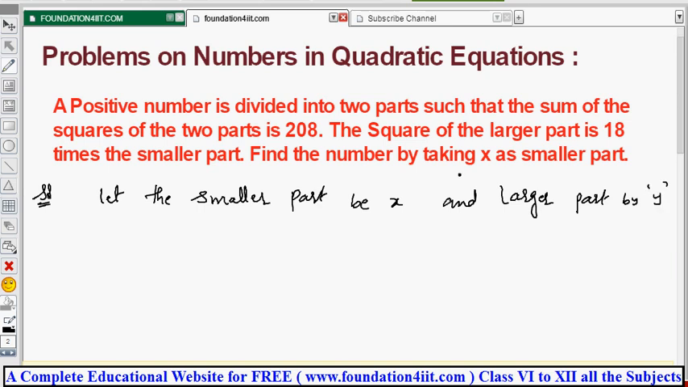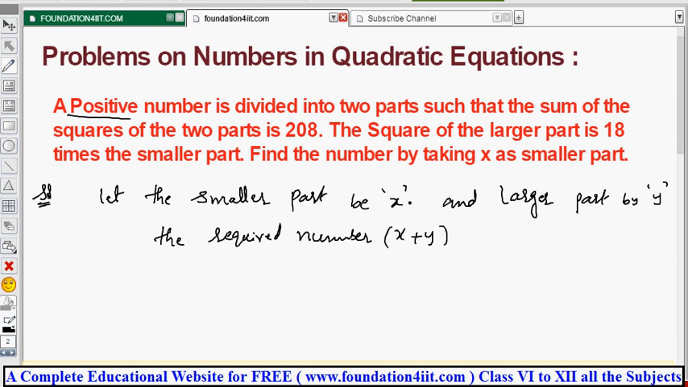Now according to the question, the positive number is divided into two parts. So one part is x and another part is y then. So the required number, we need to find out the positive number. So therefore the required number is x plus y, right? Because there are two parts, small is x and larger is y.